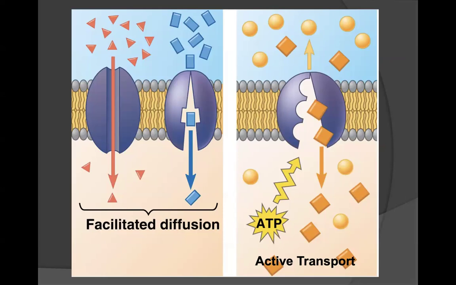Here we have our example of both facilitated diffusion and active transport. In the image on the left, we've got facilitated diffusion using a carrier protein or a channel, once again moving from an area of high concentration to an area of low concentration, and no energy is involved. Whereas the image on the right involves active transport, moving a substance from low to high concentration. Once again, this is building up a concentration gradient, and this would require the use of energy, here in the form of ATP.